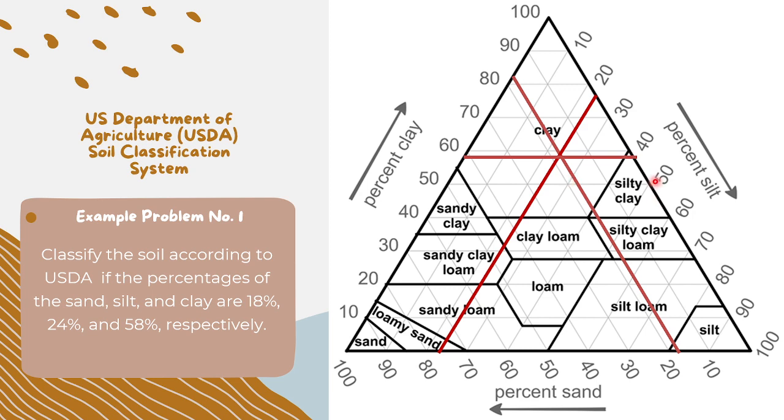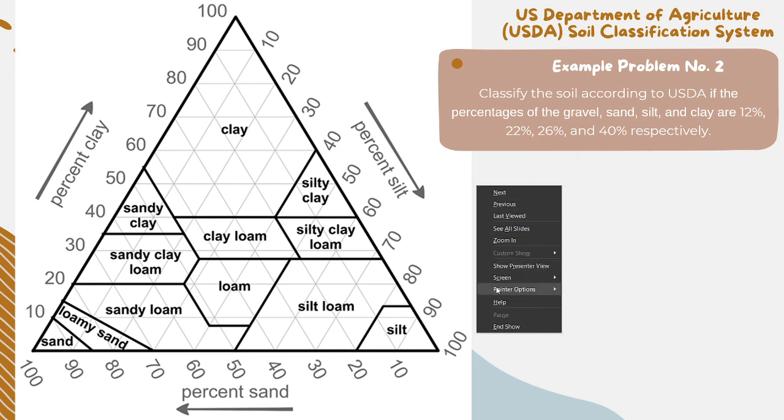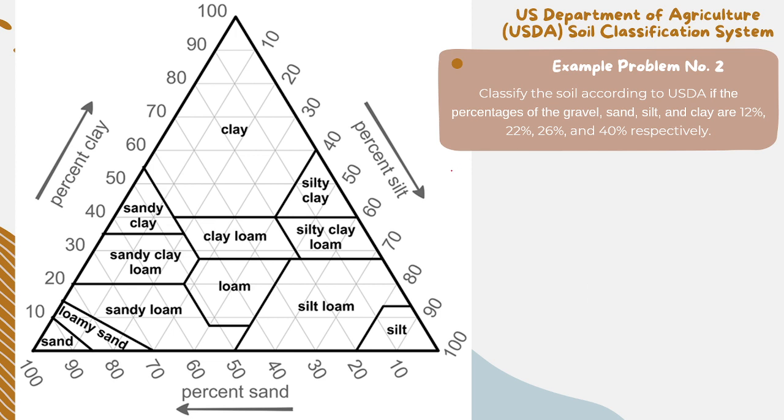So let's have another example problem. In this problem, we are again asked to classify the soil using USDA, but we have a percentage of gravel. So the percentages of gravel, sand, silt, and clay are 12, 22, 26, and 40% respectively. What we are going to do is, first, we have to modify the percentages of sand, silt, and clay. So how are we going to modify that? This is simply the modified percentages. We are always going to modify the percentages if we have gravel.